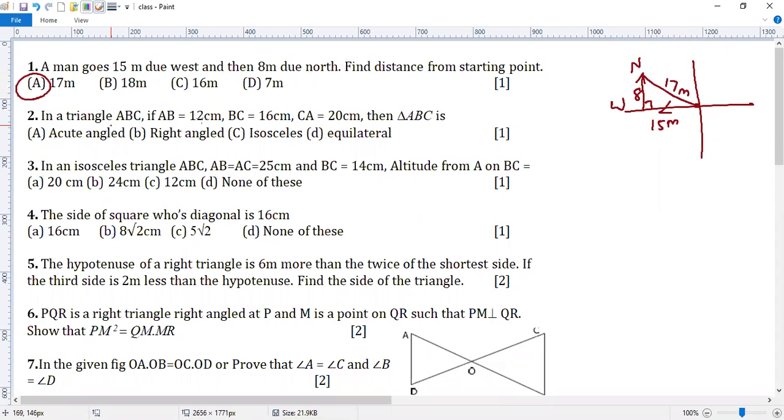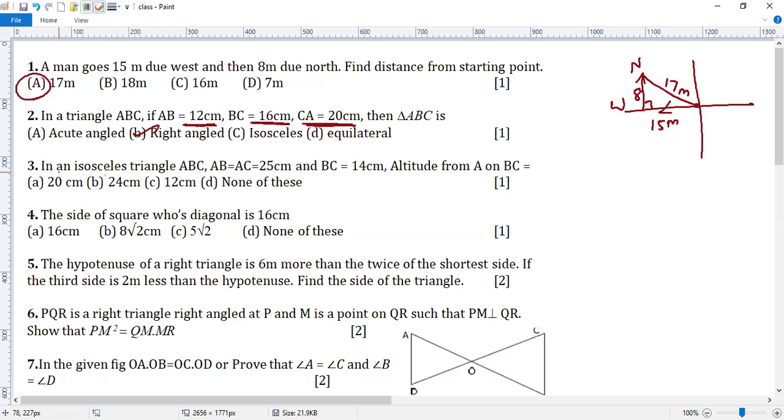Next, triangle ABC, if AB equals 12 centimeter, BC is 16 centimeter, CA is 20 centimeter. All three are three different dimensions they have given you. Then what type of triangle is triangle ABC, they're asking you. All three are different, so it's not equilateral, it's not isosceles. Acute angle or right angle, this you have to check. Right angle triangle. These three things are triplet parts. So obviously it is a right angle triangle. Right? So answer is option B, right angle.